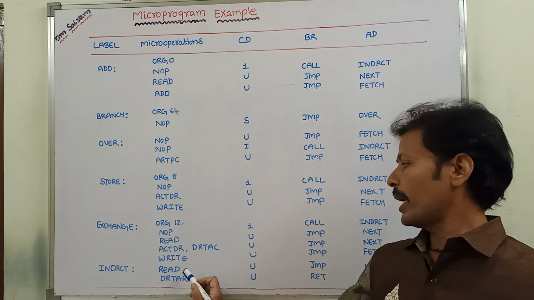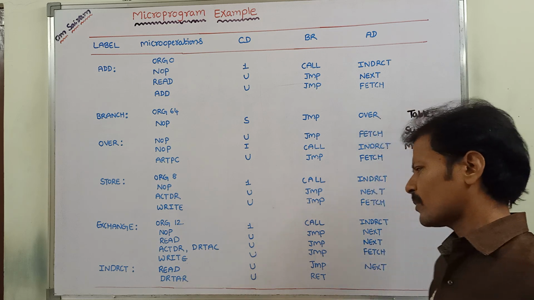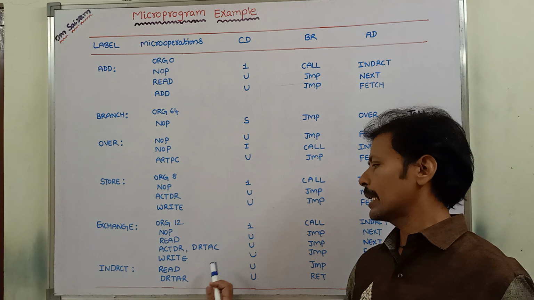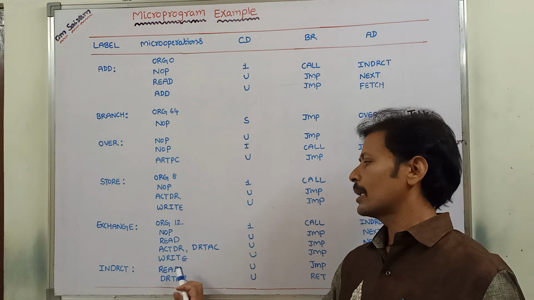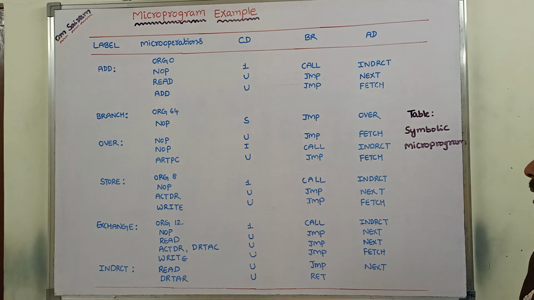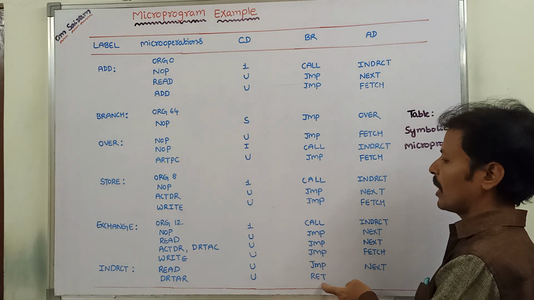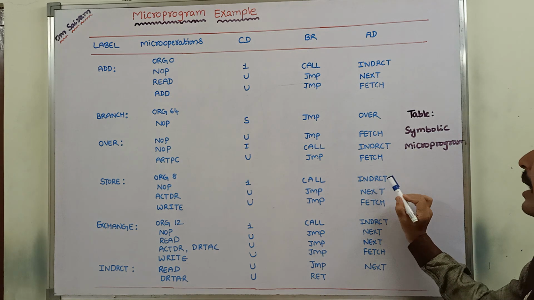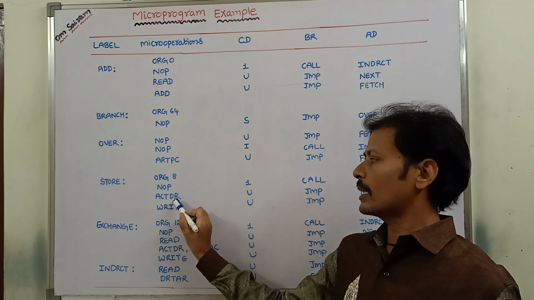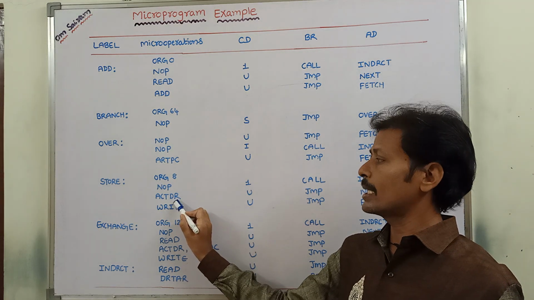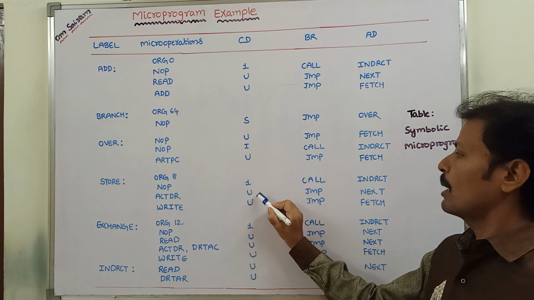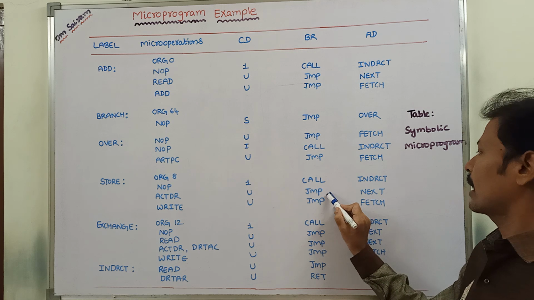So we have to read the content. Whatever content is available at address AR can be transferred to DR. Then we have to return from the subroutine. So we have written return from the subroutine. Then go to this one. Whatever content is there in the data register can be transferred to the AC register. At that time CD contains U and BR contains jump.